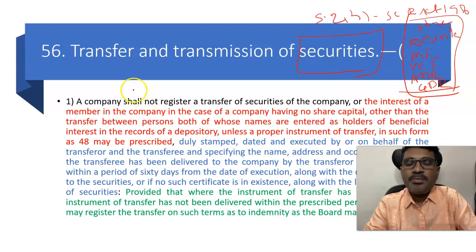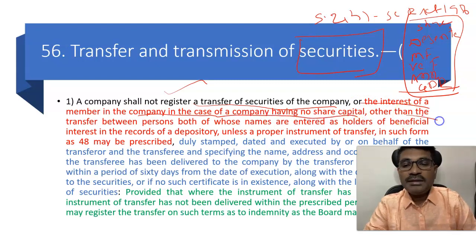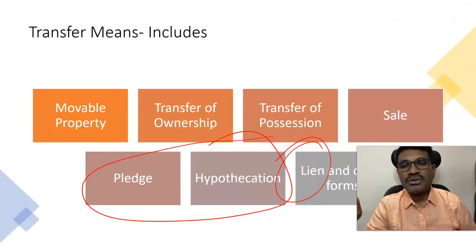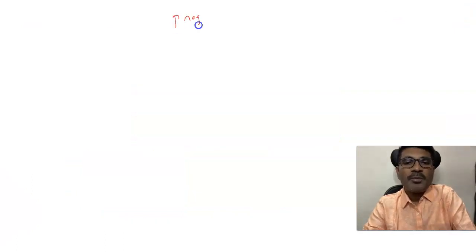Section 56 says a company shall not register a transfer of securities of the company other than a transfer between persons both of whose names are entered as the beneficial owner in the register, unless a proper instrument of transfer in such form as may be prescribed has been delivered. Now, I will dissect the provision. The provision says it can be transferred between two parties where these two parties prepare a proper instrument of transfer as prescribed under company law. The proper instrument of transfer is again legal terminology. Now let us see what is meant by proper instrument of transfer.